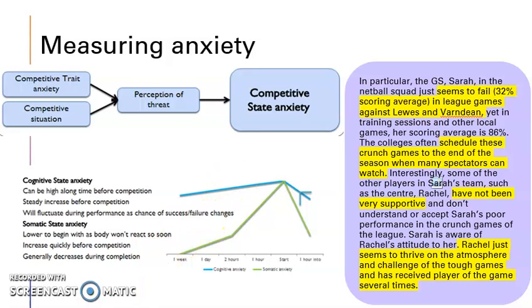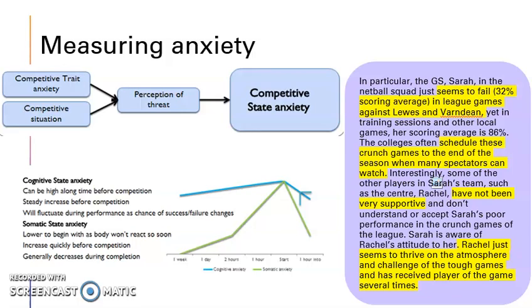There tend to be 2 general patterns when looking at somatic and cognitive anxiety. Cognitive anxiety increases slowly leading up to competition and then remains high, but can fluctuate during the competition in relation to stress or failure. Somatic anxiety remains low until it rapidly rises just before the event and then decreases during competition.